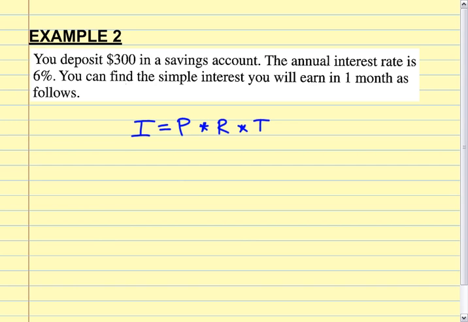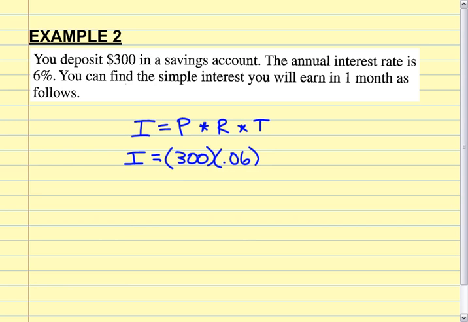Okay. What do I not know here? What am I looking for? Which of these letters do I not have? Elise? I don't have the interest. I have the other things. Okay? Can someone tell me what is the principal for this one? Allie? $300. What should I put in place of the rate? Isabella? 0.06. I have to write the percent as a decimal.